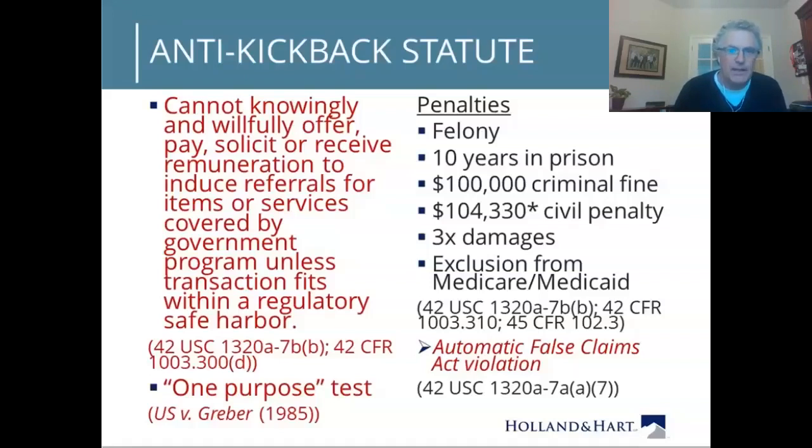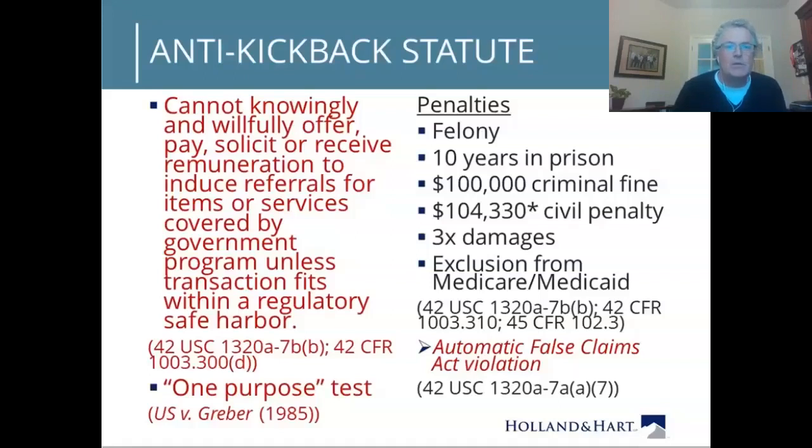Now, a couple of comments on this. First, note that it is an intent-based statute. You cannot knowingly and willfully offer, pay, solicit, and so forth. That means that if you don't have improper intent, then there's no violation. The problem with that, though, is the government has concluded that the statute is violated if one purpose of the improper payment was to generate referrals or reward referrals. Even if you didn't intend to violate the statute, it can be a violation and you can be subject to those penalties. So that one purpose test is a little bit hard to defend against.